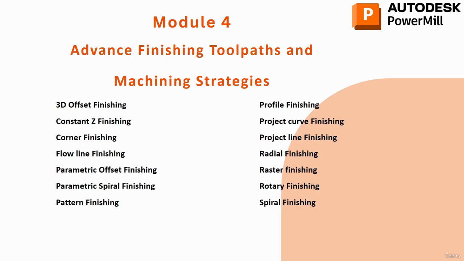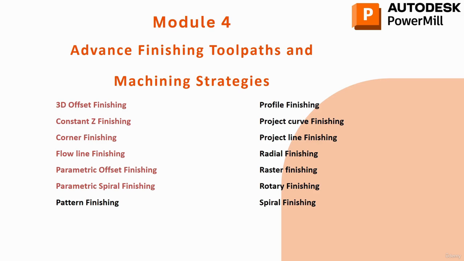So we have started module number 4, and we have covered the 3D offset finishing, concentric finishing, corner finishing, flow line finishing, and the last video was all about the parametric offset finishing. I hope you understand all these finishing operations, especially the last one, because the parametric offset finishing is just related to the parametric spiral finishing.